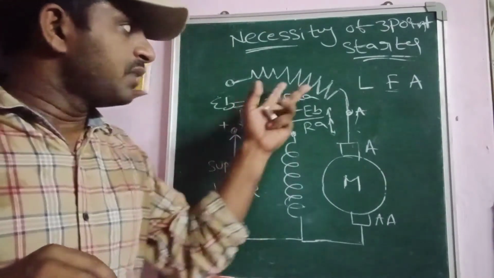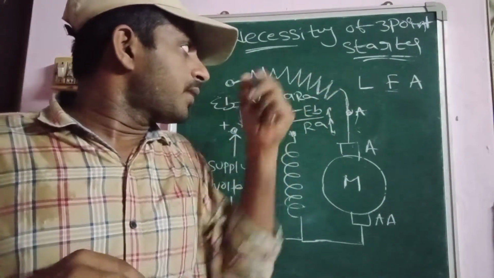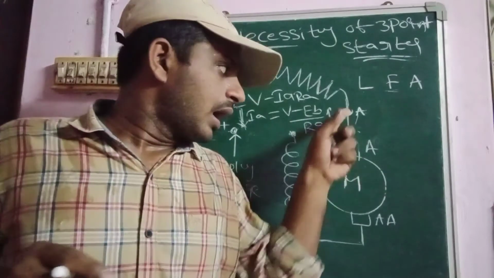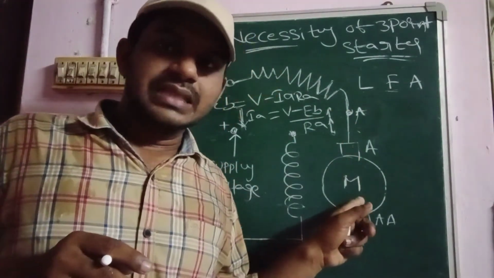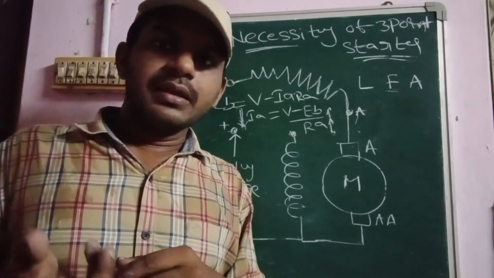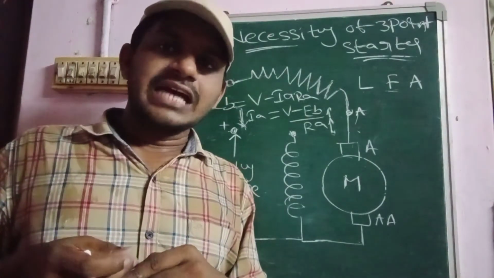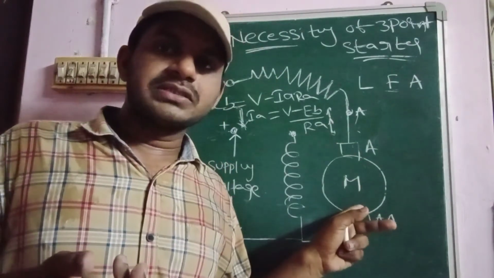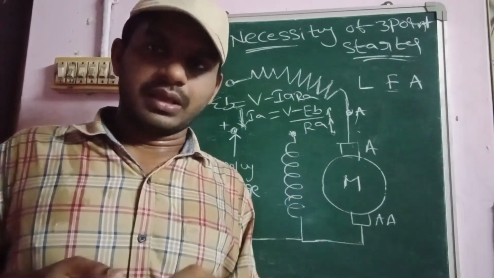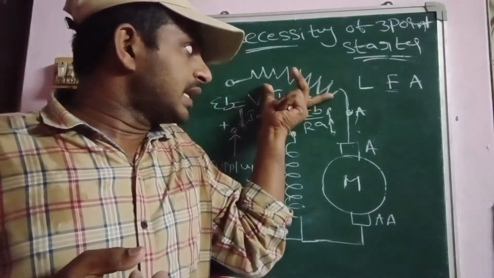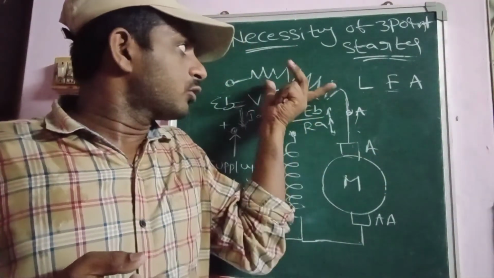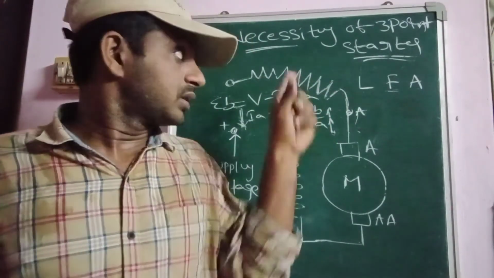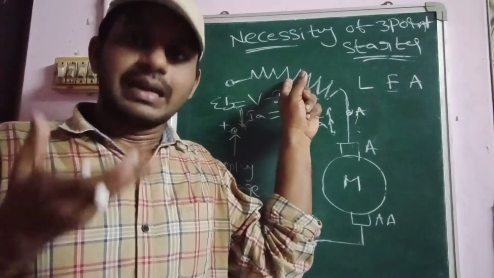If we don't use the 3-point starter, excessive current will flow throughout the armature, and the armature will burn. Both the commutator segments and the brushes will also burn due to the heavy rush current flowing through the armature. This problem will happen. So that's why we insert a 3-point starter in series with the DC motor. This 3-point starter is also called a resistor.